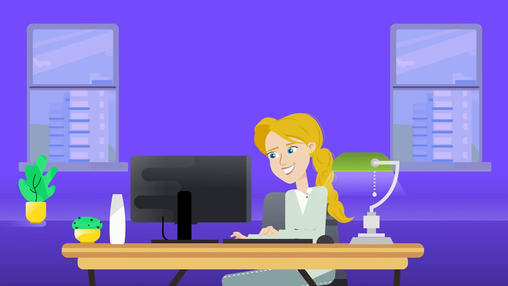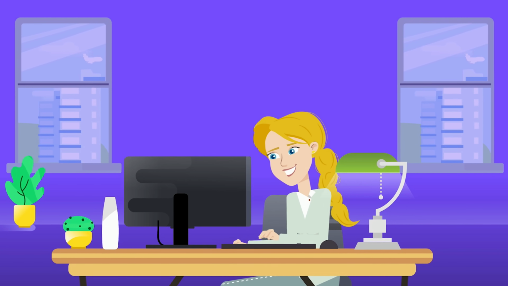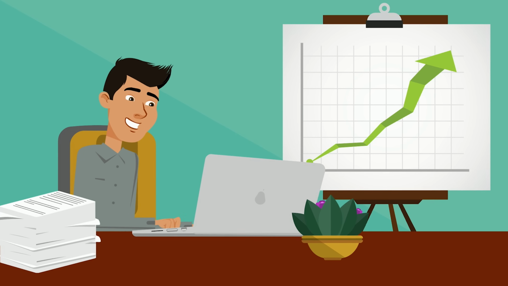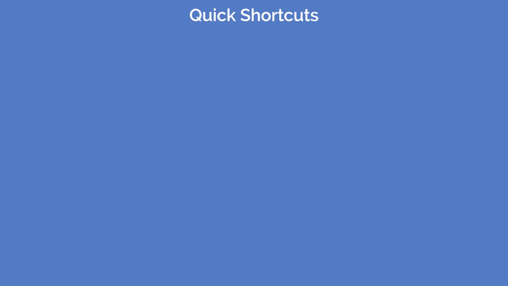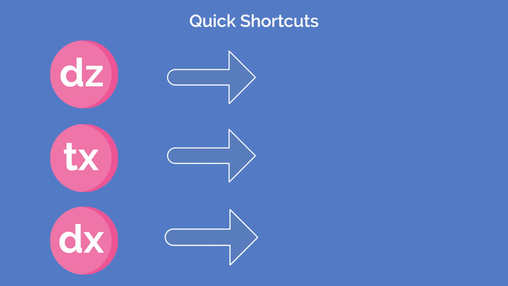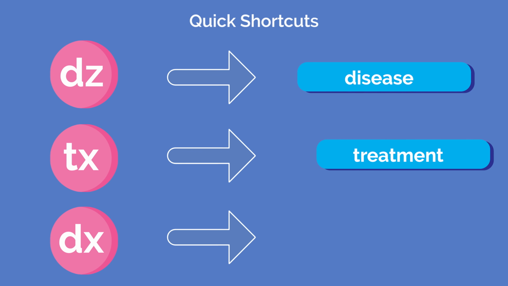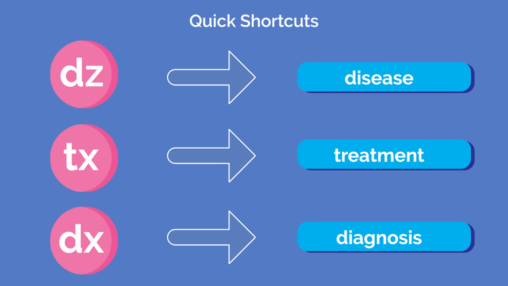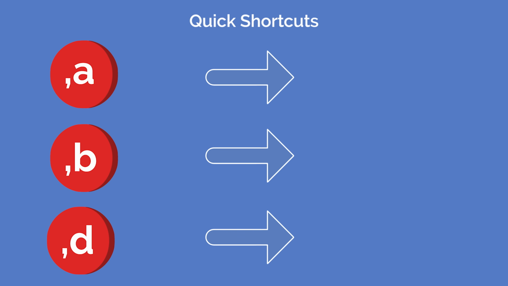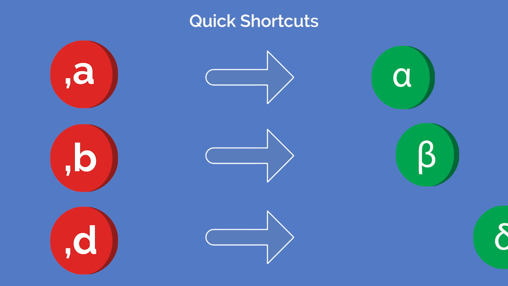You can set up drafted emails as well, such as scheduling a meeting with a professor, or if you run businesses like I do, responding to sponsor requests and customer questions. In medical school, I used these quick shortcuts for any words I frequently typed. Anytime I typed DZ, it turned to disease, TX turned into treatment, and DX turned into diagnosis. I set this up for commonly used symbols as well, such as $A for alpha, $B for beta, and $D for delta.